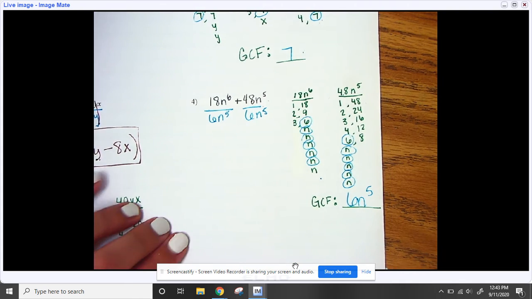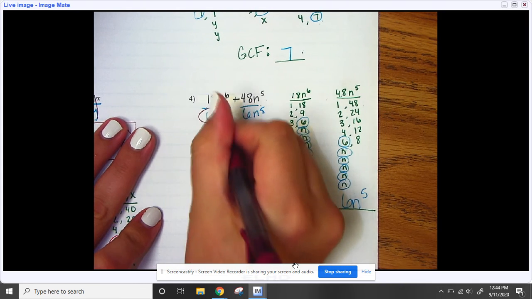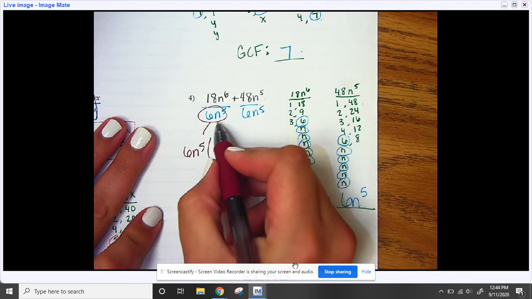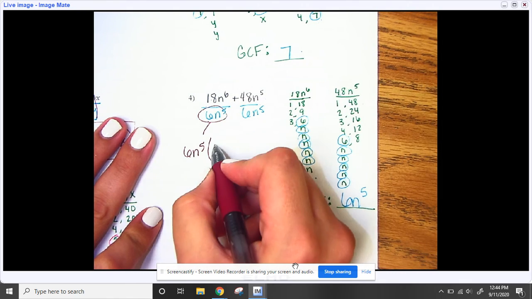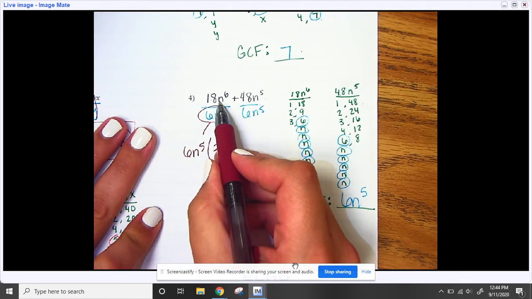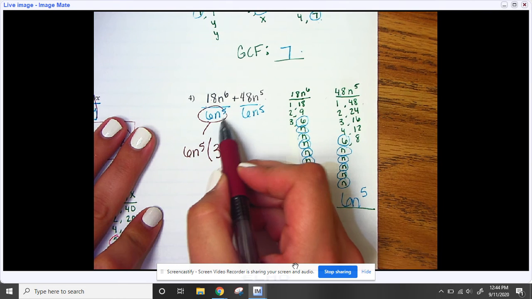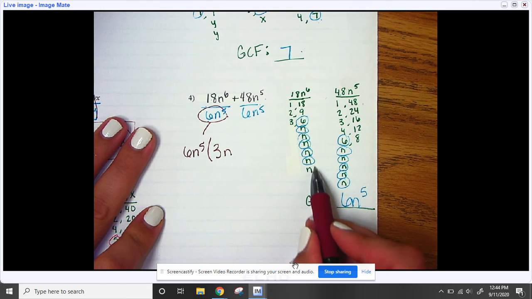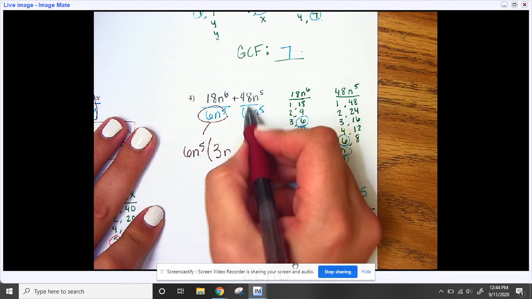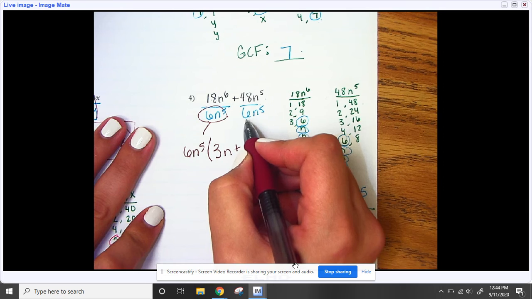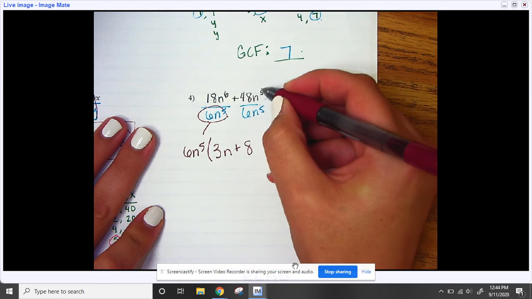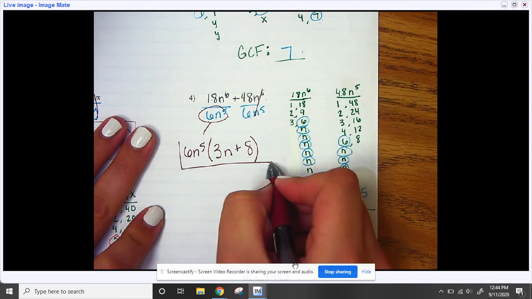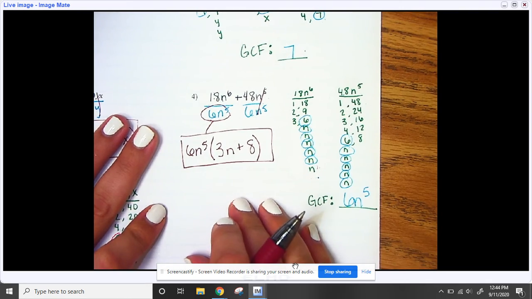I'm going to go ahead and start rewriting here. So remember, my GCF goes on the outside of my parentheses. 18 divided by 6 is 3. N to the 6th power divided by n to the 5th power would just be 1 n left. Again, a good trick is there's only 1 n left right here. Over here, 48 divided by 6 is 8. And the n to the 5th powers are going to cancel. So this is my answer.